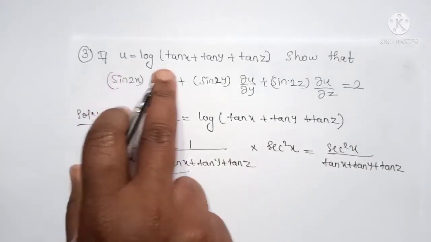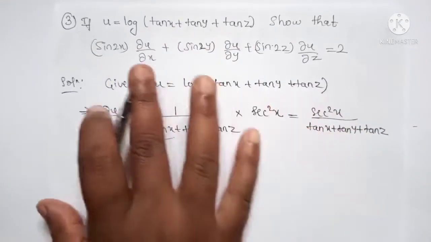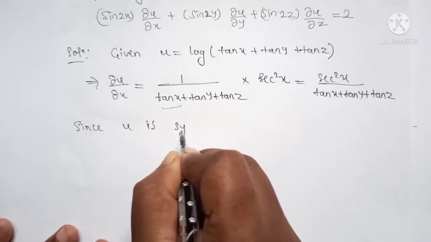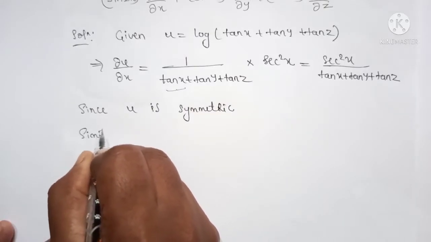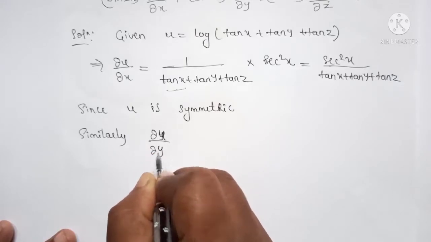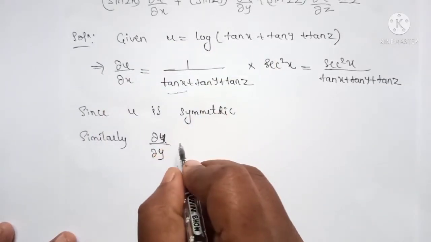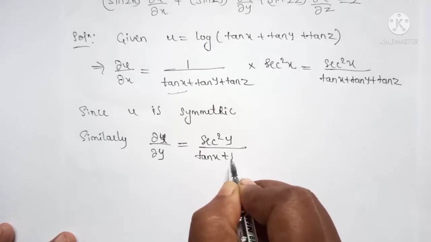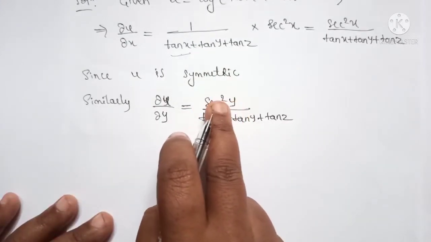Since it is a symmetric function, okay, if you replace x, y, z cyclically, we will get the same function. So therefore, since u is symmetric, similarly we can write the other derivatives, ∂u/∂y, or you can skip this one and directly differentiate this function again with respect to y. You will get the answer, that is sec² y divided by (tan x + tan y + tan z), okay, because we are differentiating with respect to y, we have to write the derivative of tan y.